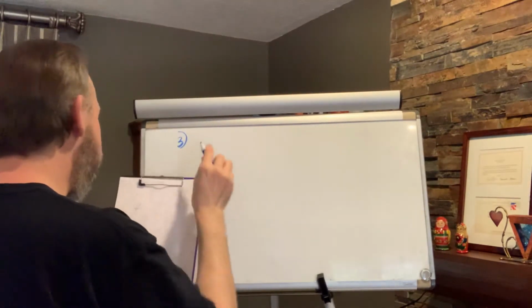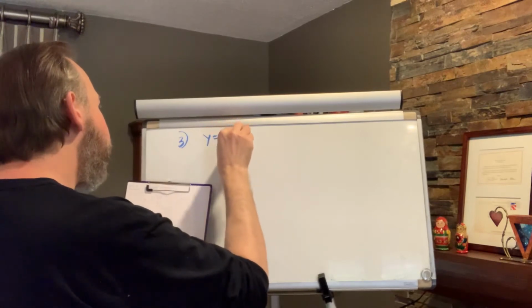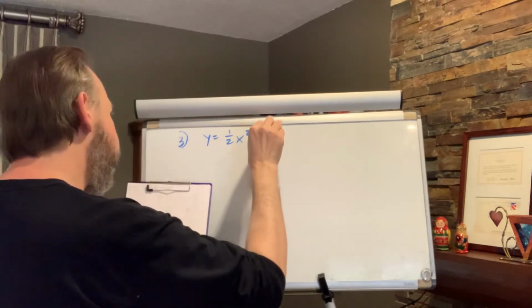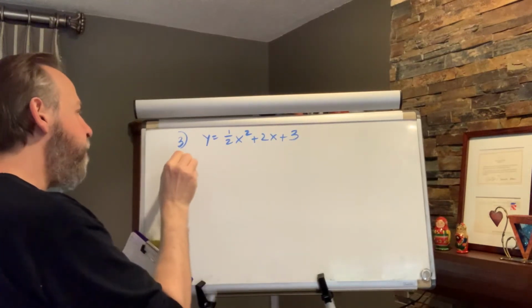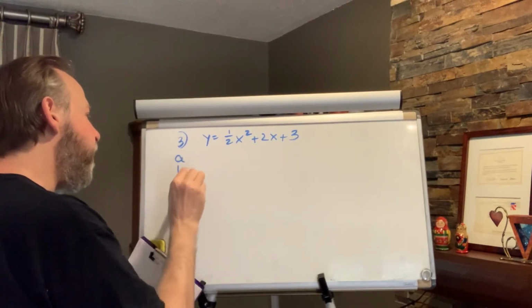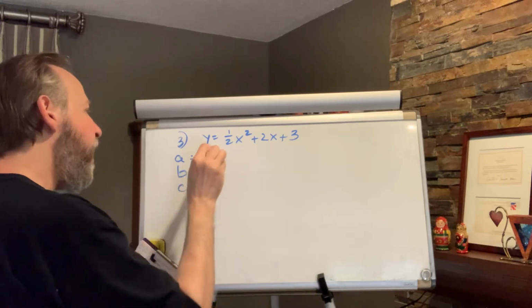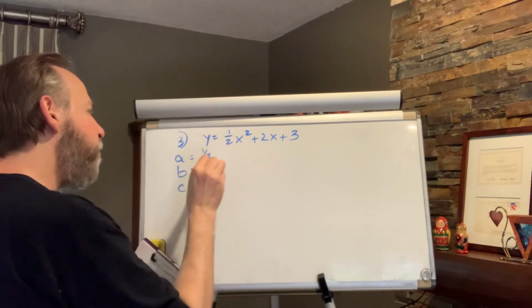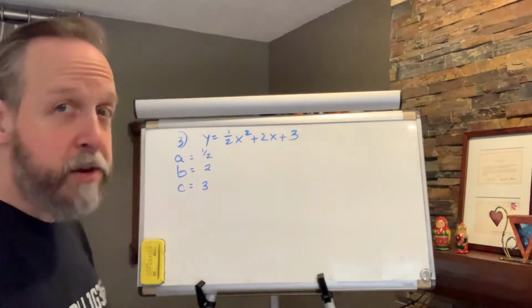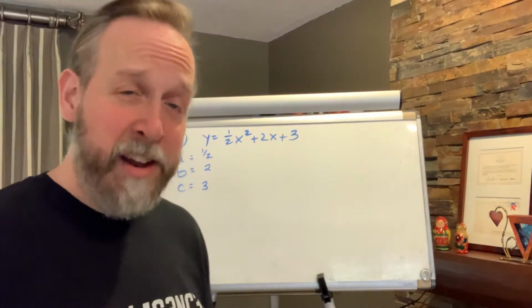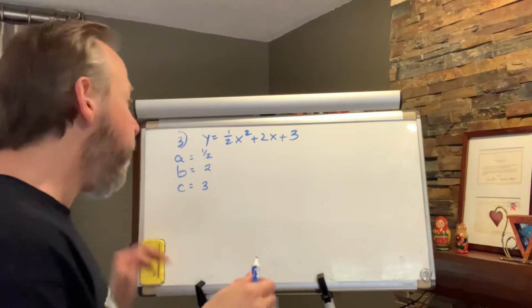Number 3, y equals 1/2 x squared plus 2x plus 3. This time there's definitely an a, b, and c to find. There's nothing missing. There's 3 terms here. The a is 1/2. The b is positive 2. The c is positive 3. So far, so good. Yeah, there's a fraction. Who cares? It's fine. It's a number. You can work with that number.